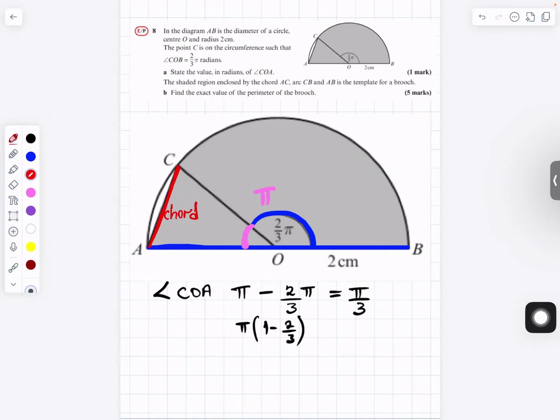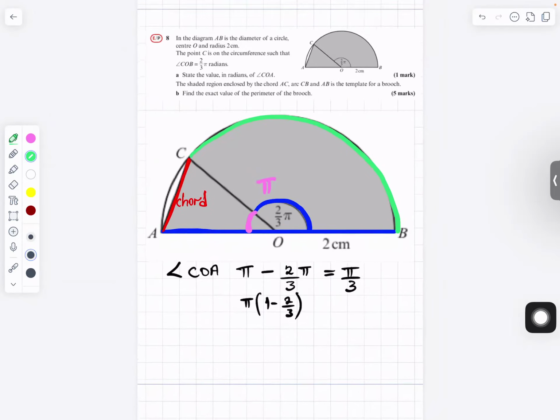The arc CB. Let's find a color for that. I'll put this bright green. The arc CB is this green color there. That's the arc CB. And AB, which is the blue one, is the template for a broach. So just find the exact value of the perimeter.